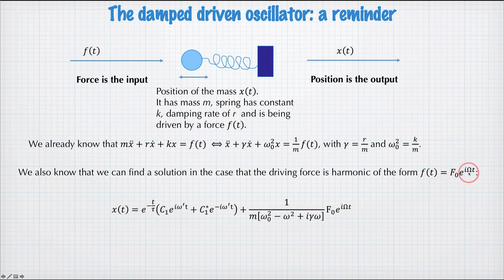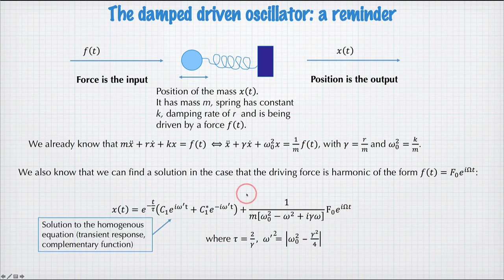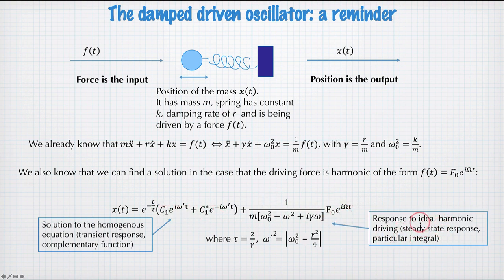with frequency capital omega. In this case, the position of the mass can be given by the decaying transient solution that decays with time constant tau, where tau is defined like this, and a frequency omega dashed, defined like this. And then this part here is the driven solution, the steady state response, that depends on the force and the driving frequency. And this is the solution to the homogeneous equation, so it's known as the transient response or the complementary function. And this part here is known as the particular integral. It's the response to the ideal harmonic driving. Okay, so that's the part that we have seen before.